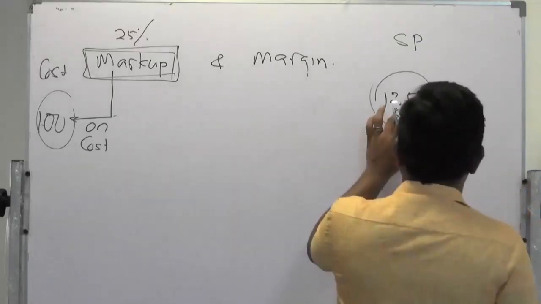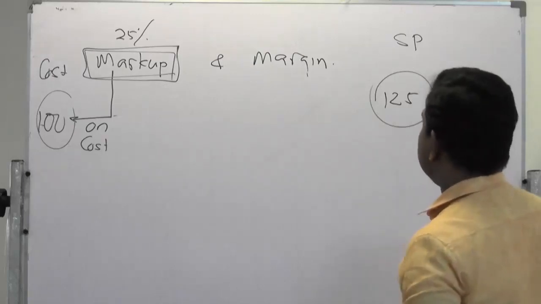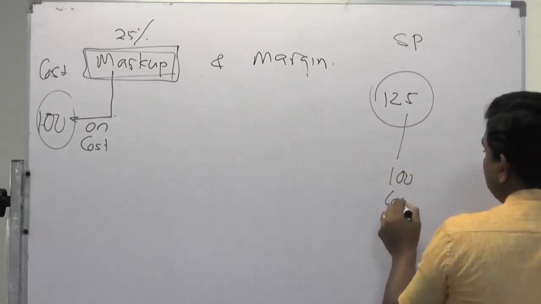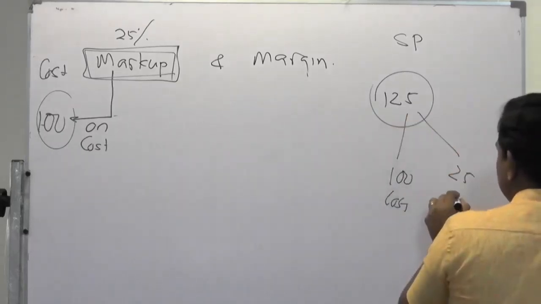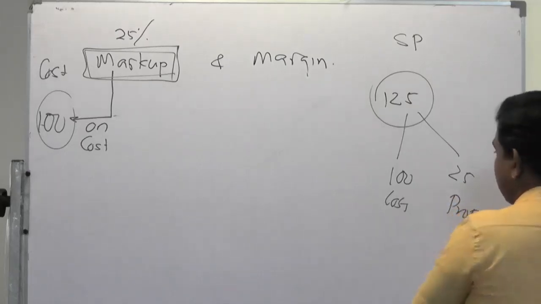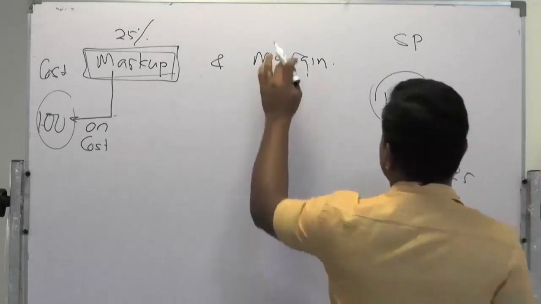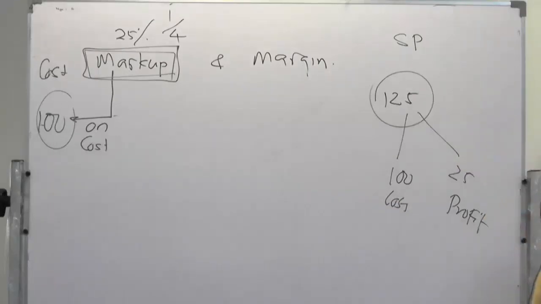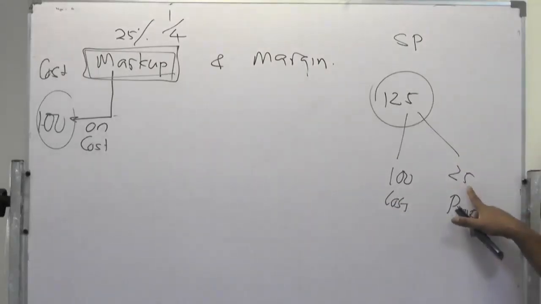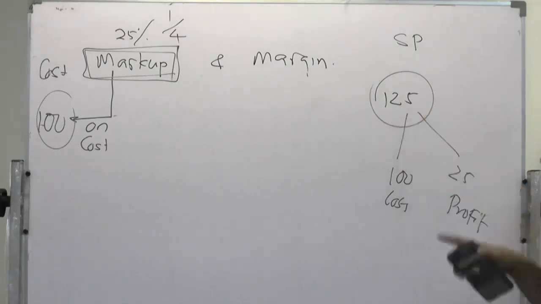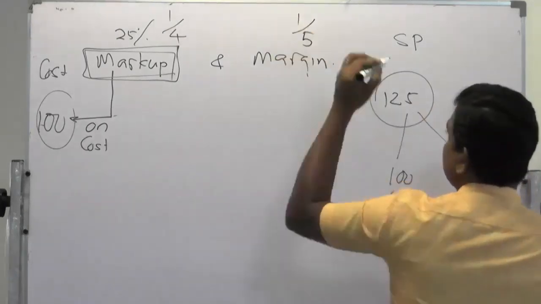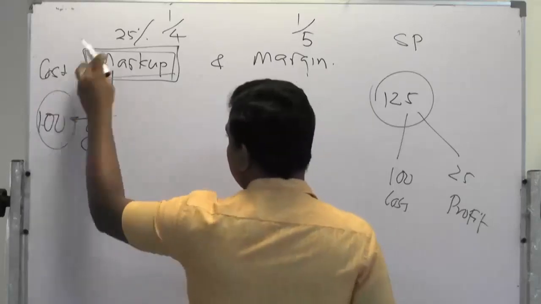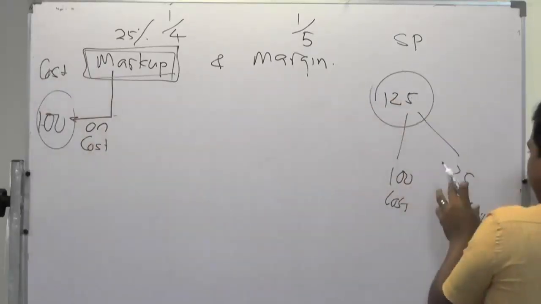Now, when it comes to the 125, clear? You can see here, within this 125 consists 100 cost and 25 profit, right? This is the markup added. Now, as a percentage of cost, 25% means 1/4, right? But when it comes to here, profit as a percentage of 125, that is 1/5. Clear? Therefore, it is the same profit. The profit was added on cost at 25%, that's why the selling price is set at 125.